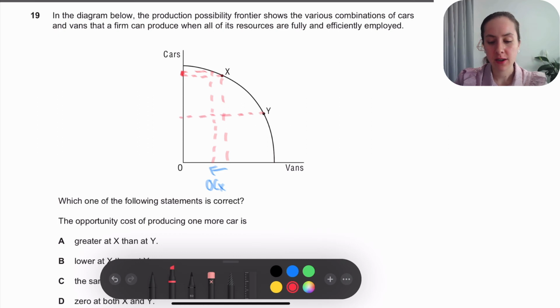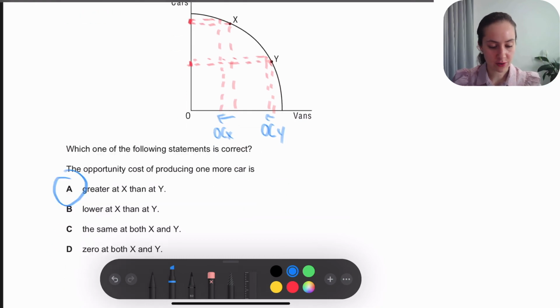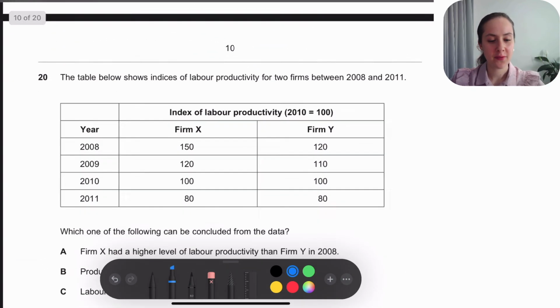And then let's look at it for Y. This is not a very precise graph, but let's just say they had one more car, and to me it looks like they've sacrificed a little bit less at Y. So the opportunity cost at X is larger than at Y.